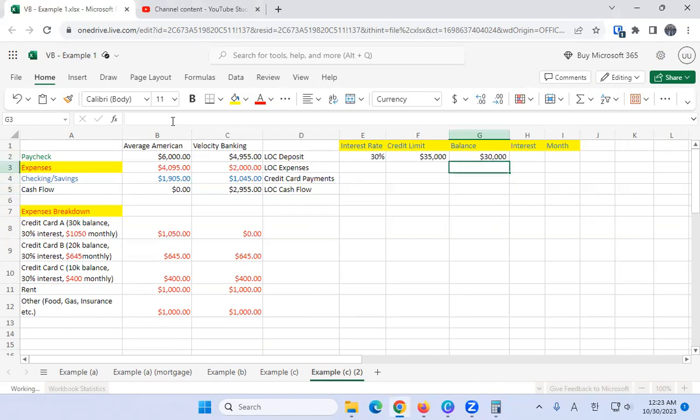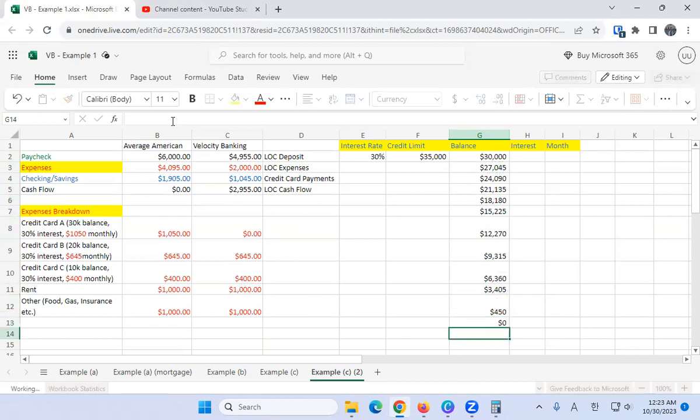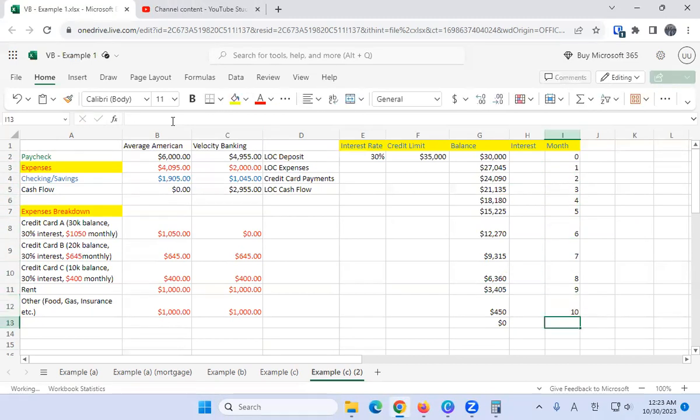So let's go ahead and estimate what's going to happen. So G2 minus 2955. Okay. And then we're going to go ahead and copy this formula, and eventually it will go to zero, right? So how long is it going to take us to pay off this line of credit? I don't know, 10, 11 months probably, maybe even a little bit more, but we'll see.